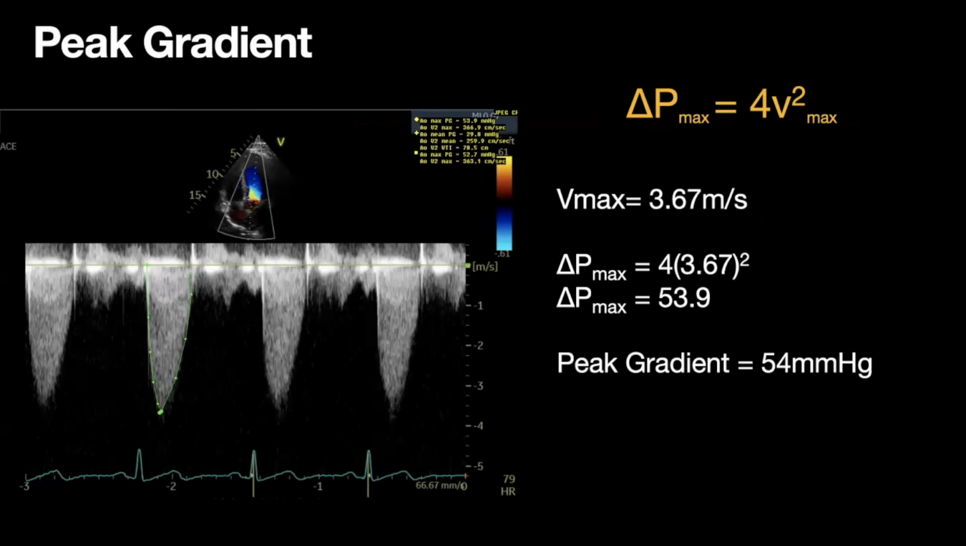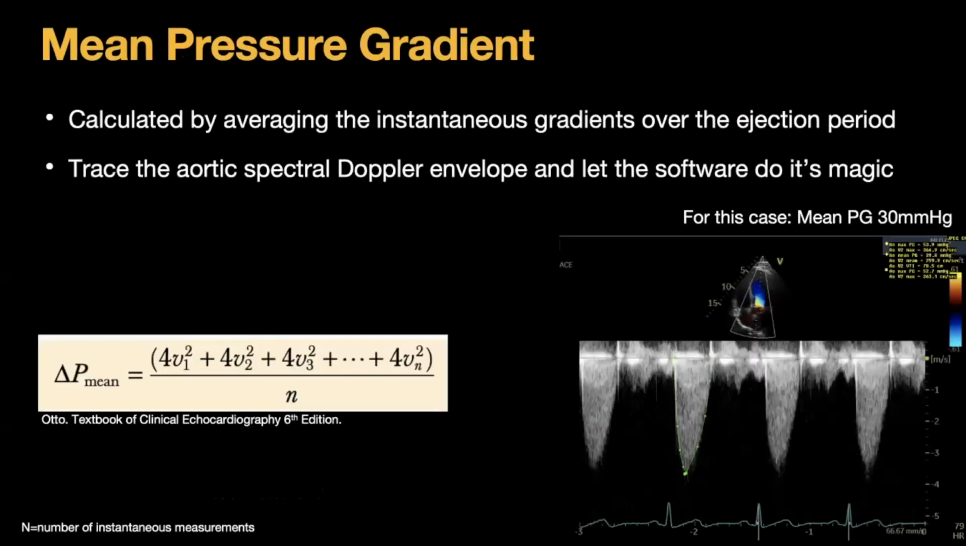But this is not what we're looking for when we're assessing the severity of the AS. We want the mean gradient. So to obtain the mean gradient, it's a calculation by averaging the instantaneous gradients over the entire ejection period. Luckily, it's quite simple to do this on echo because all you have to do is trace the aortic spectral Doppler envelope, and the software does its magic and does the integration for you.